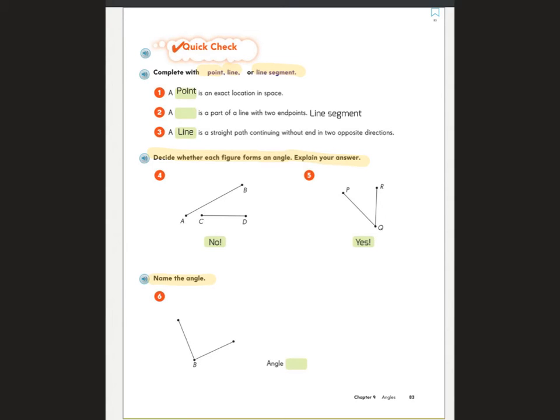See if you see any points that are named. If you do, decide how you're going to name the angle. Pause now and write your answer in your math notebook. When you're done, press play and check your answer.